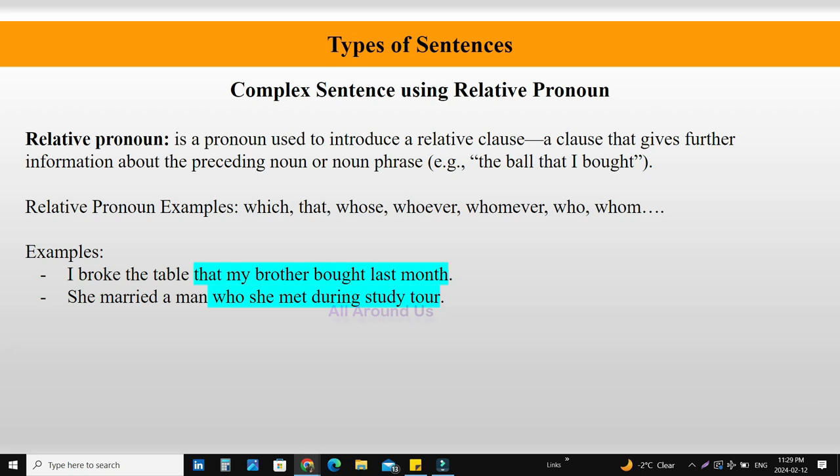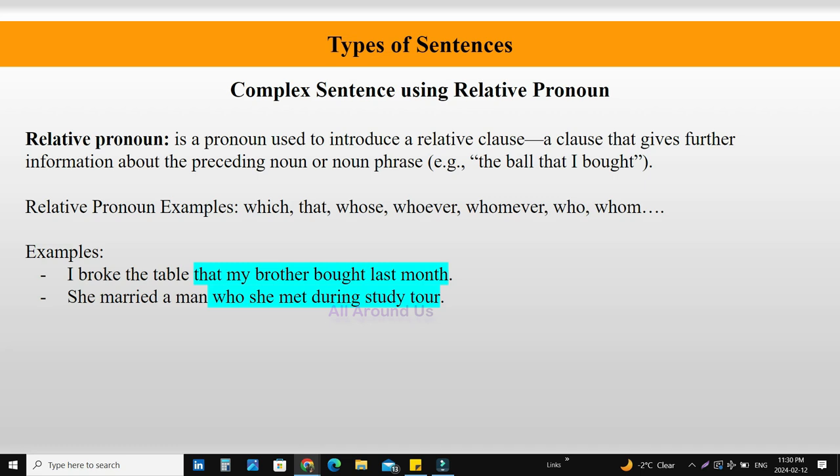Complex sentence created using a relative pronoun. What is a relative pronoun? A relative pronoun is a pronoun used to introduce a relative clause, a clause that gives further information about the preceding noun or noun phrase. Example: the ball that I bought. Relative pronoun examples are which, that, whose, whoever, whomever, who, whom, etc.